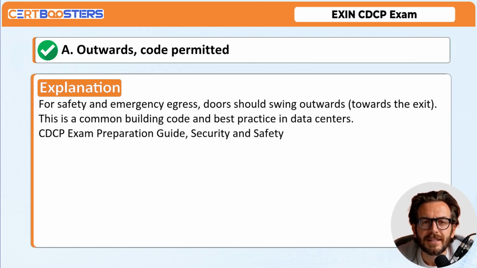Outwards, code permitted. Explanation. For safety and emergency egress, doors should swing outwards, towards the exit. This is a common building code and best practice in data centers. CDCP Exam Preparation Guide, Security and Safety.